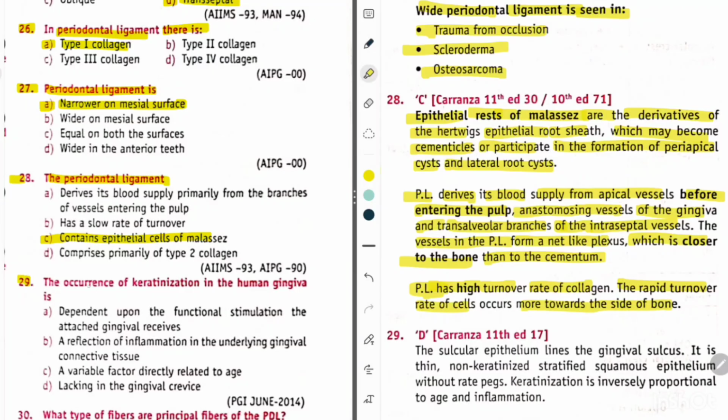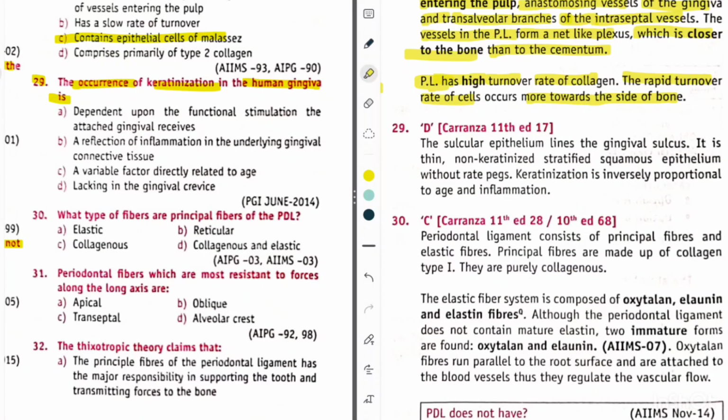Question 29. The occurrence of keratinization in the human gingiva is option A, dependent upon the functional stimulation the attached gingiva receives. Option B, a reflection of inflammation in the underlying gingival connective tissue. Option C, a variable factor directly related to age. Option D, lacking in the gingival crevice. So its answer is option D, lacking in the gingival crevice or gingival sulcus.